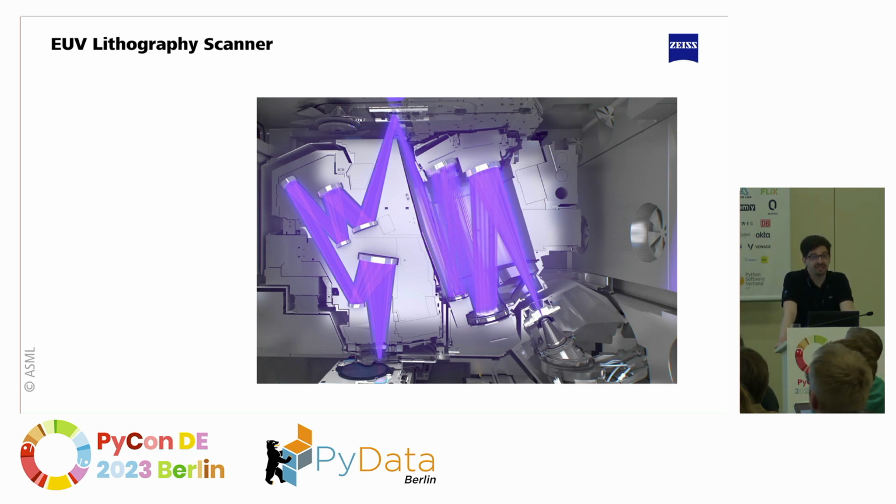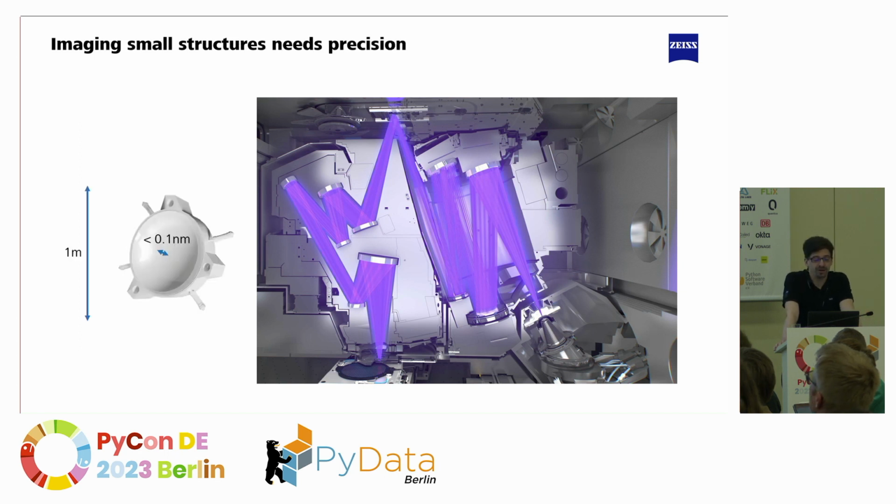And to give you an idea what it means to build something like this, we want to image very small structures. This means our optics has to be ultra high precision. And what ultra high precision means is on a surface area of, say, about a meter, I have to have deviations from a defined shape that are less than 1/10 of a nanometer.